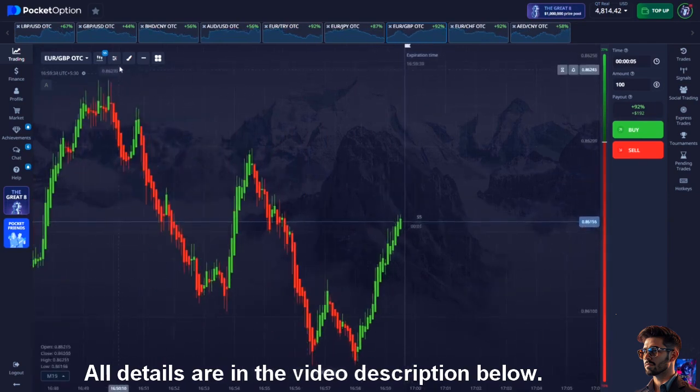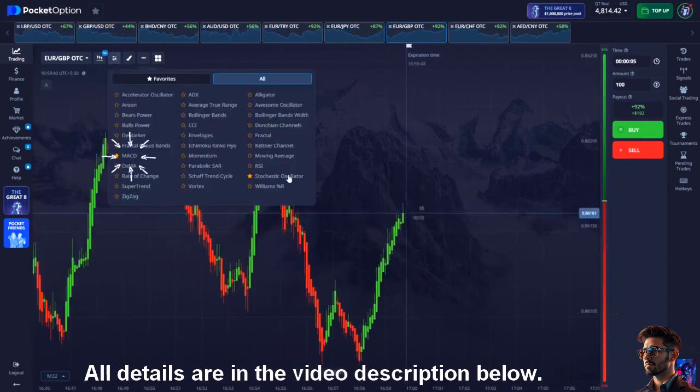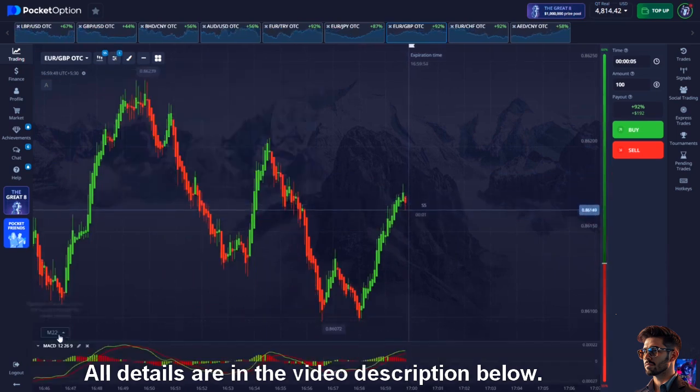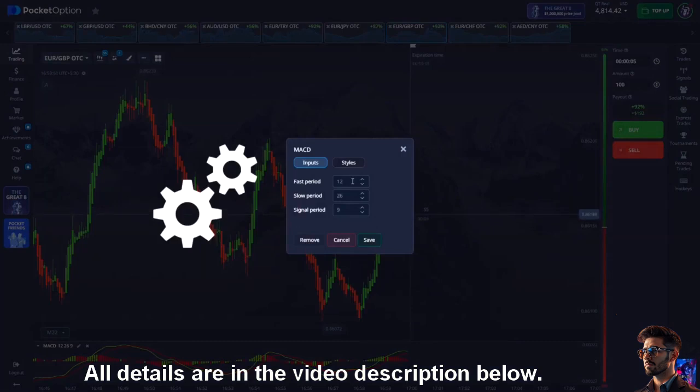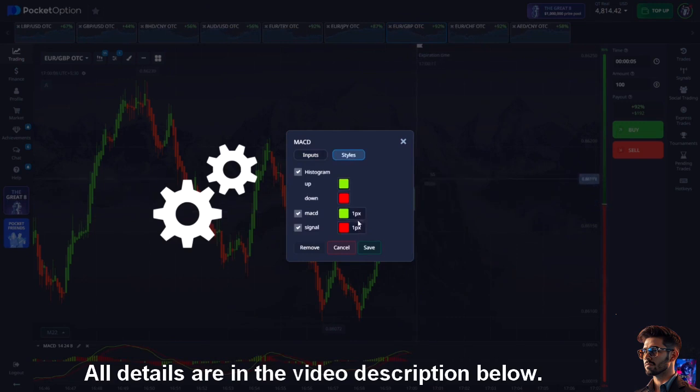Our first indicator is going to be the MACD indicator. After selecting it, go to its settings and change its fast period to 14, and slow period to 24, and after this change its signal period to 8. Now after changing these settings you can save it without any further changes.